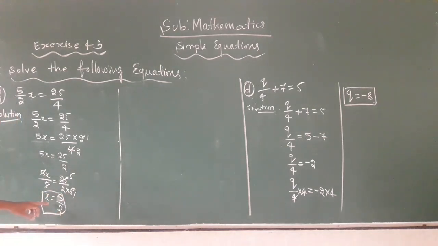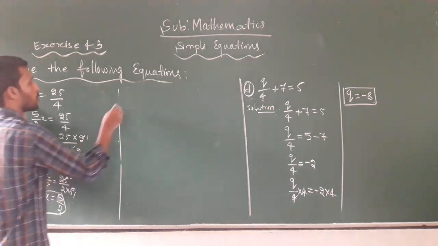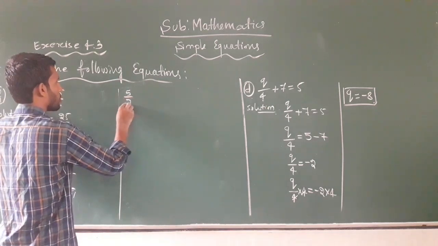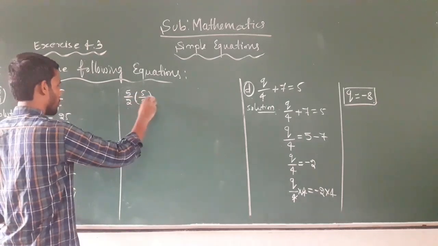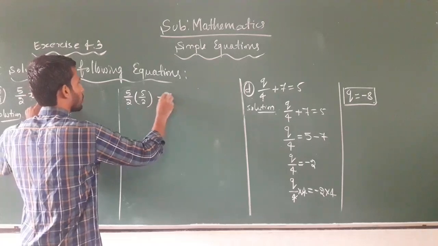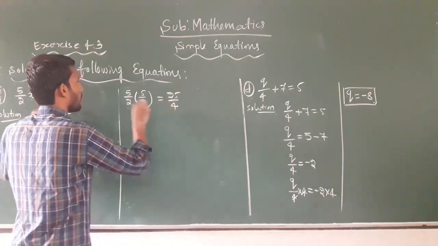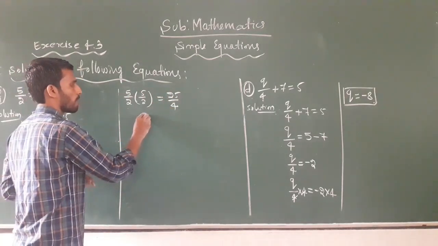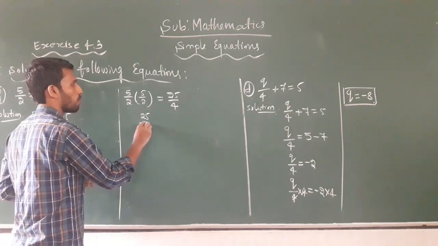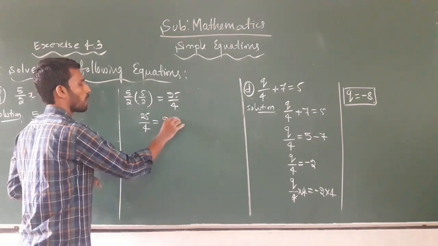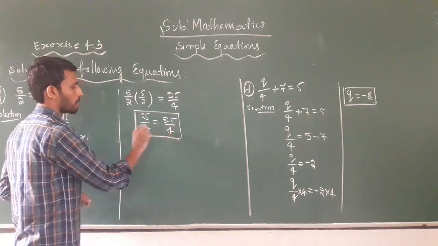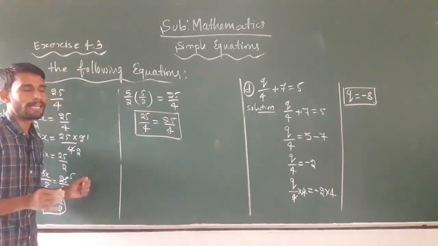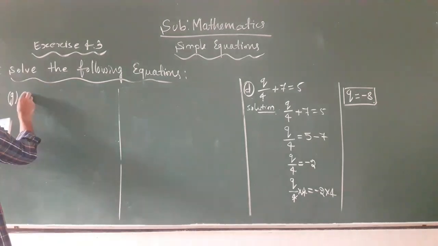Now, dear student, let us see, I am putting the x value in this equation. When we put the x value in this equation, now 25 by 4. Now 5 into 5 is 25, 2 into 2 is 4, is equal to 25 by 4. Equation is satisfied. LHS and RHS both are equal, so we can say this equation is satisfied.